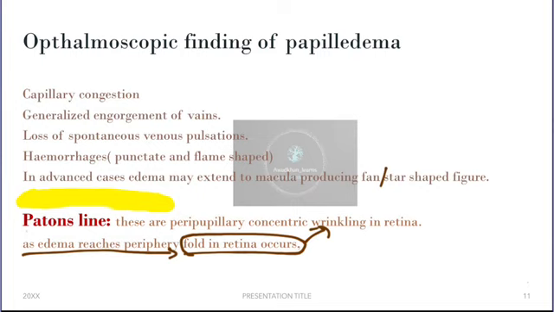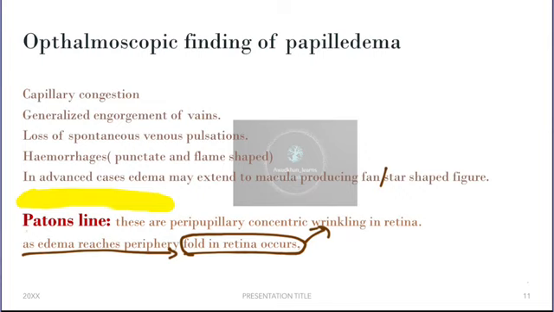There can be capillary congestion. There can be generalized engorgement of the veins. There is loss of spontaneous venous pulsation due to venous stasis. And due to venous stasis, there can be hemorrhage, which can be punctate and flame shaped. In advanced cases of papilledema, edema may extend to macula, producing fan or star shaped figures, which is known as star macula. Paton's lines are peripapillary concentric wrinkling in retina.